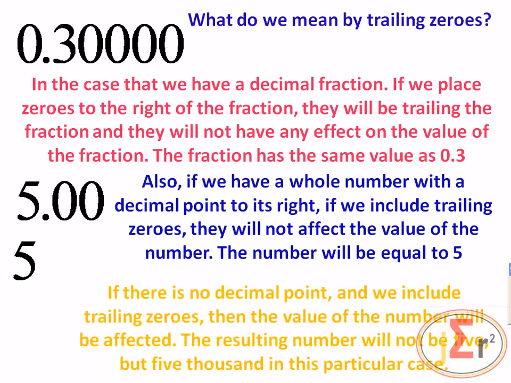If there is no decimal point and we include trailing zeros, what will happen? The value of the number will be affected. The resulting number will not be 5, but 5,000 in this particular case. So if we just put trailing zeros after that 5 without including any decimal fraction or any decimal point, then we will be increasing the value of the number by those zeros. So we say that this is 5, and if we put 3 zeros there, we are increasing 5 by 3 places of decimal.